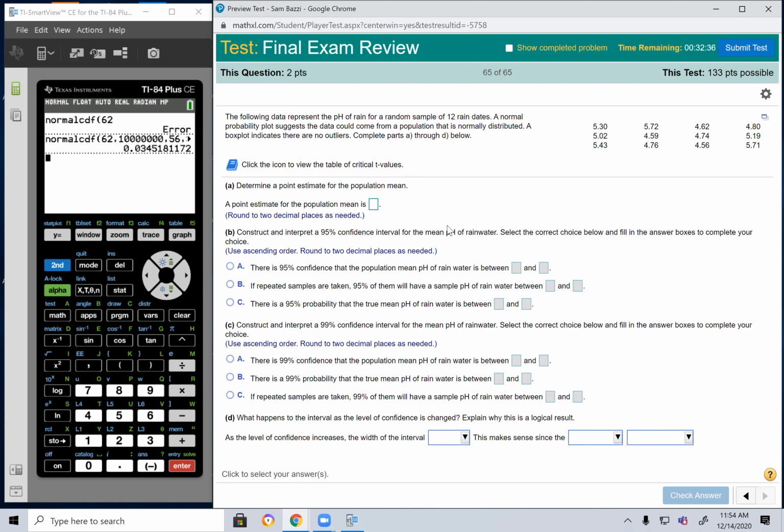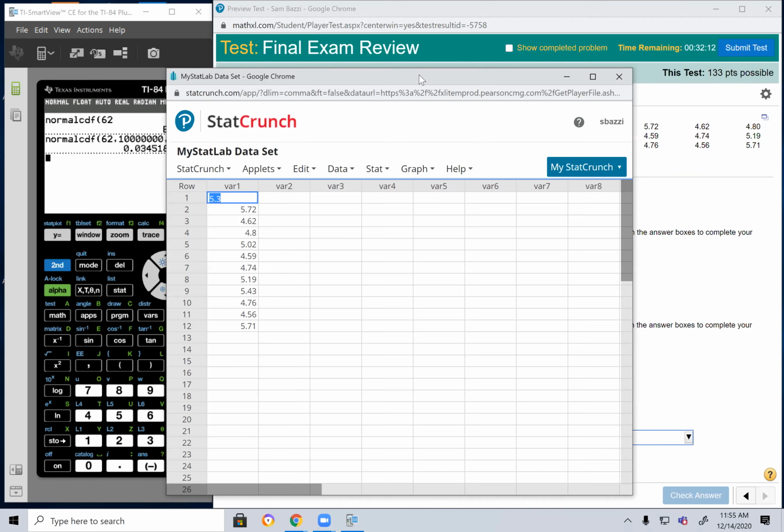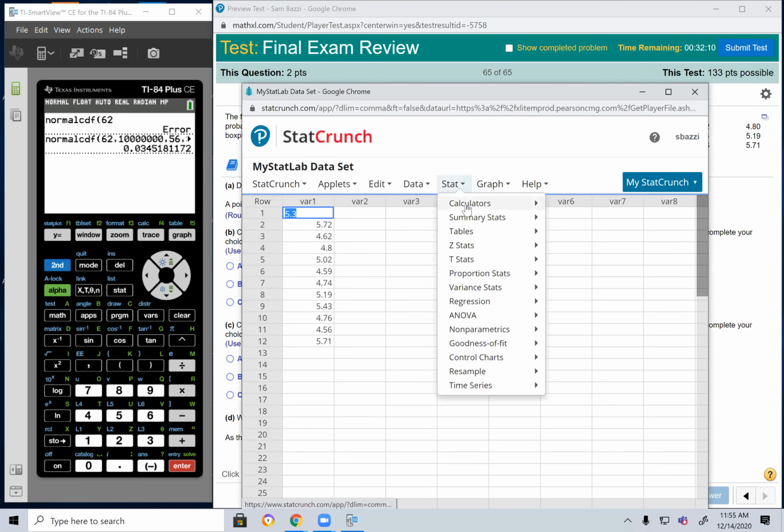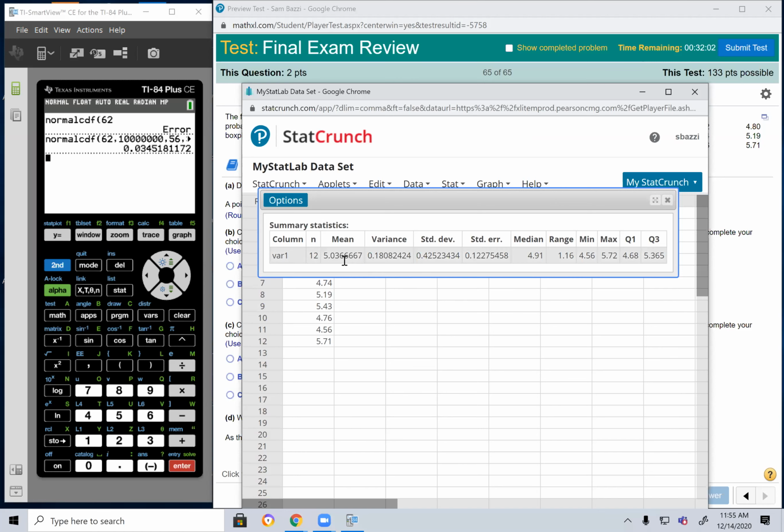Last question. The following data represent the pH of rain for a random sample of 12 rain dates. A normal probability plot suggests the data could come from a normal population. A box plot indicates there are no outliers. Determine a point estimate for the population mean. A point estimate for the population mean is the sample mean, guys, and you can do it in StatCrunch. To find the sample mean, just go to summary statistics, columns, variable 1, compute, and here's x bar, 5.036. So you just put it in there.